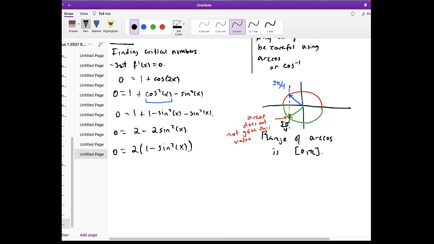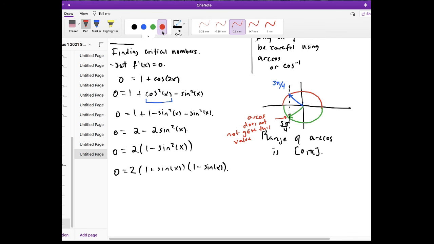Anyone know? What does that look like? Good, yeah, that's a difference of 2 squares. 0 is equal to 2, 1 plus sine, and 1 minus sine.